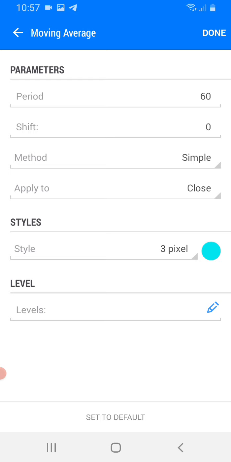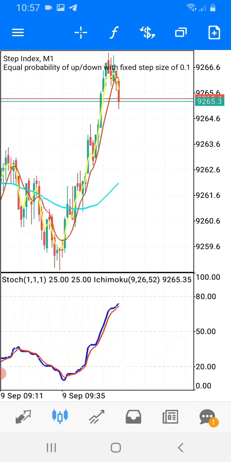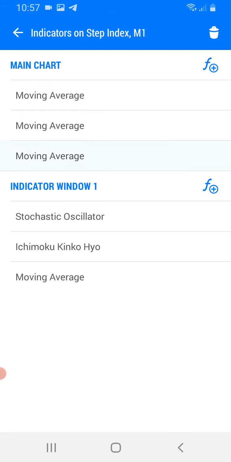This time period 60, shift 0, method simple. So you can take a screenshot of it so you can set it later on your MT5. Apply to close, the style 3 pixel. You can use the same color for better understanding. You click done.